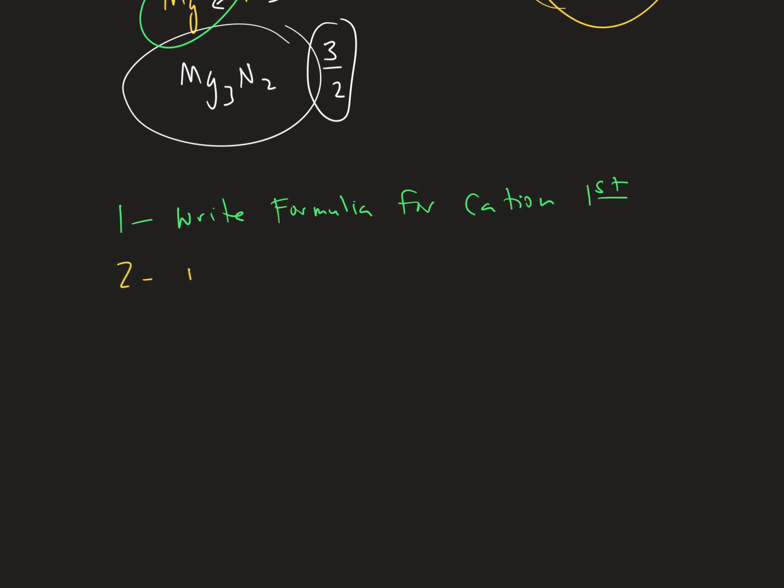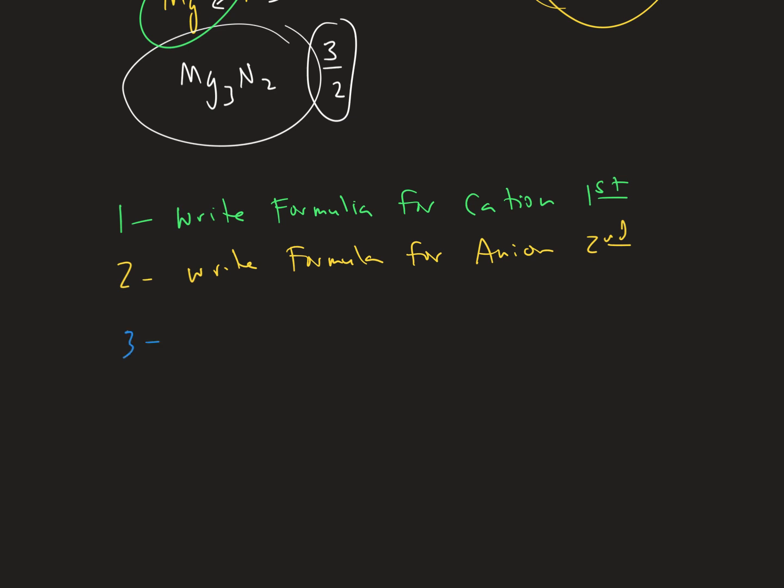Step 2: write formula for anion second. So you put the cation first and then the anion. That's how we read it, from left to right, cation first, then anion. Positive before negative, right?